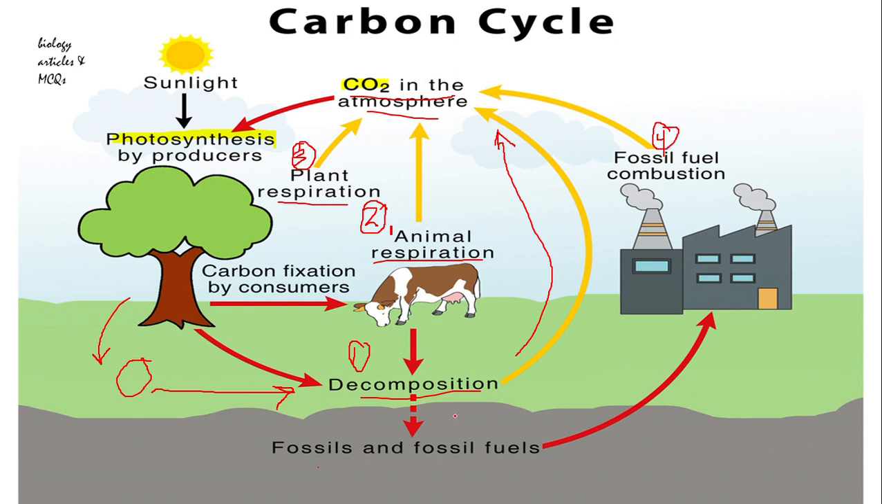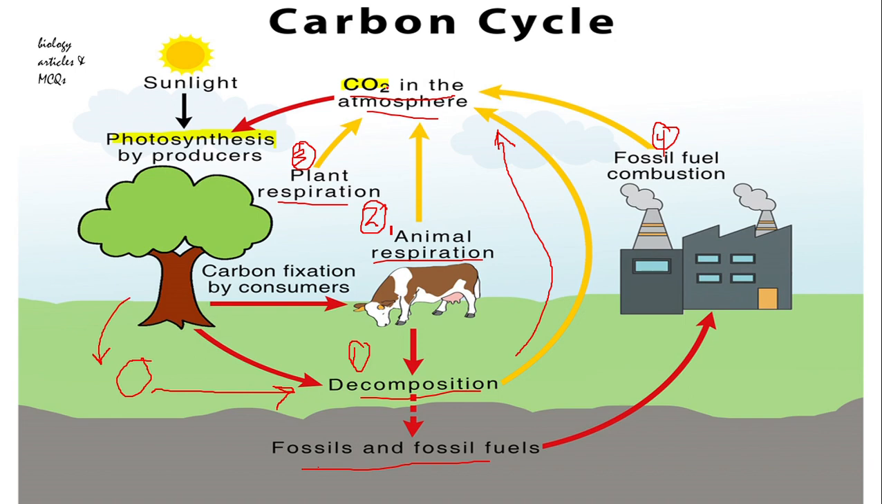You know that when organisms die, they are decomposed. Some of the molecules after decomposition change directly into carbon dioxide, and some of the components change into fossil fuels. And when these fossil fuels, you know, the coal, oil, or natural gas, are burned in different factories, they increase the amount of carbon dioxide in the atmosphere.